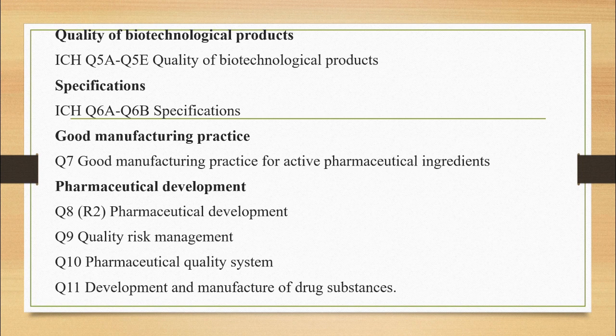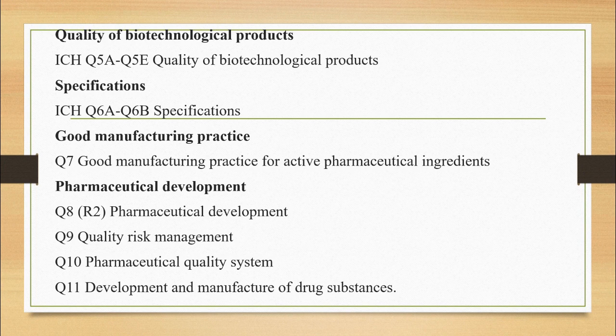Now we will see the quality of biotechnological products. It's under ICH Q5A to E, quality of biotechnological products. Specifications, ICH Q6A to B, it talks about the specifications. Good manufacturing practices, Q7, good manufacturing practice for active pharmaceutical ingredients. Pharmaceutical development, Q8(R2), it's for pharmaceutical development.